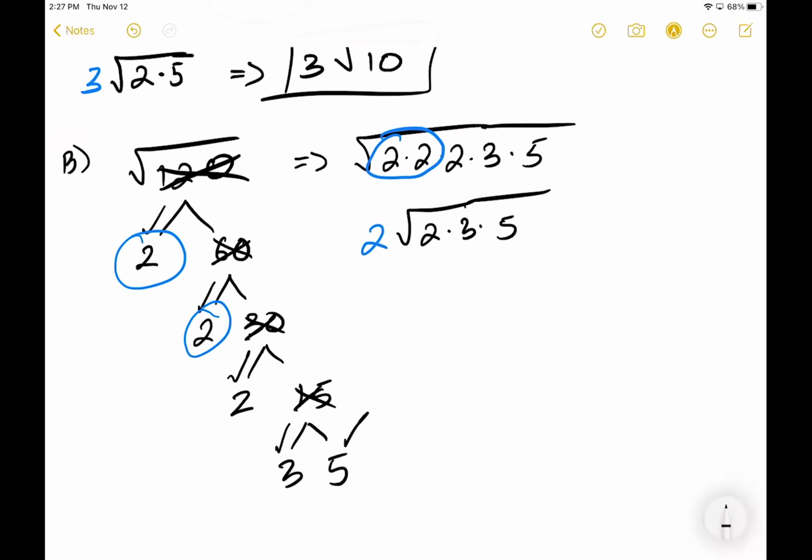And in this case, 2 times 3 is 6, times 5 is 30. As you can see, if we have a square root of 120, we can simplify it to be 2 square root of 30.